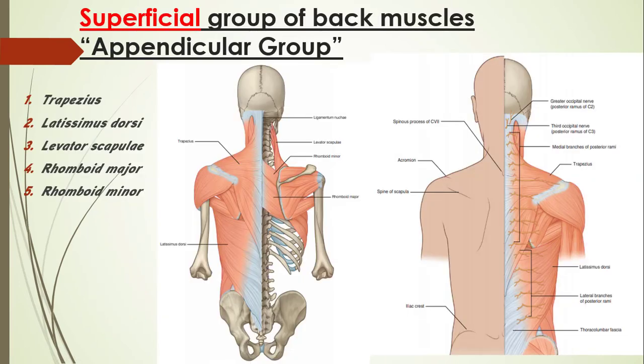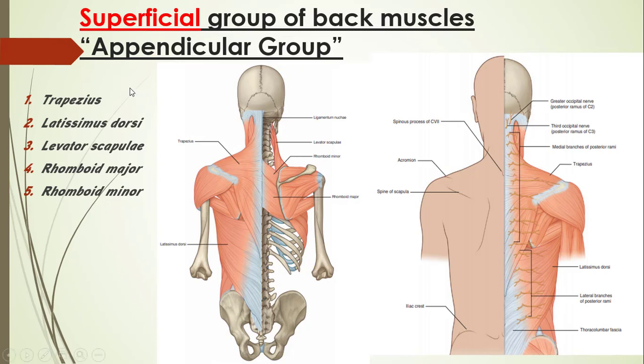Let's talk about each group individually, starting with the superficial group of back muscles. Why are they called superficial? Because they lie superficially just behind, or deep to, the skin and the superficial fascia.